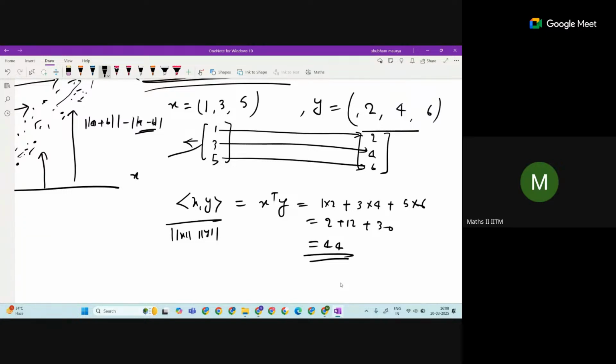In this case, at least you should know what the formula is. The norm here is the square root of 1 square plus 3 square plus 5 square, and the norm of the other one is the root of 2 square plus 4 square plus 6 square. So simply, if you have a vector v with entries a, b, c, the norm of this vector is the square root of a square plus b square plus c square.